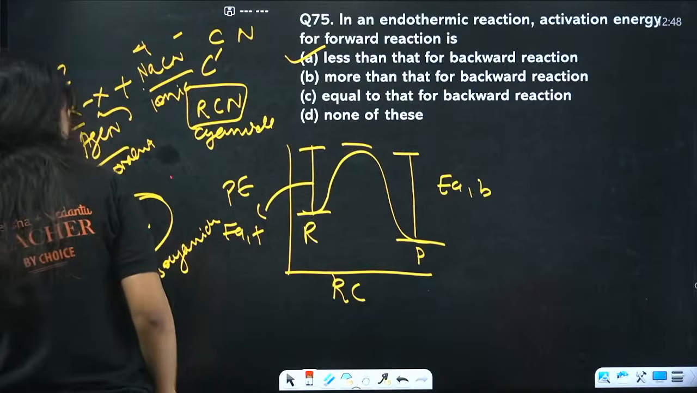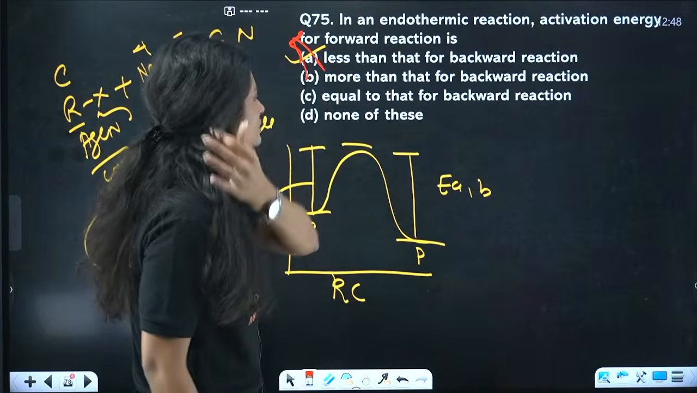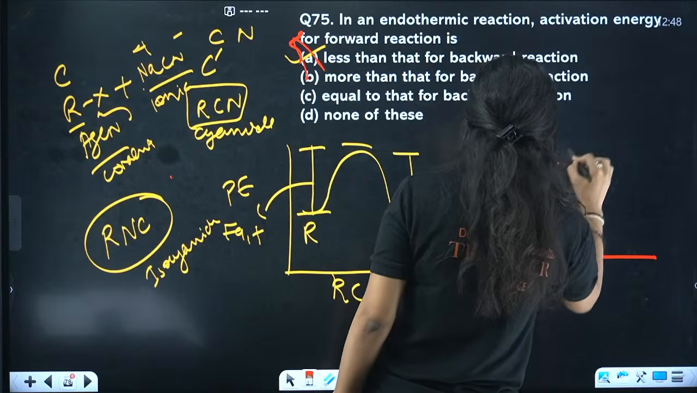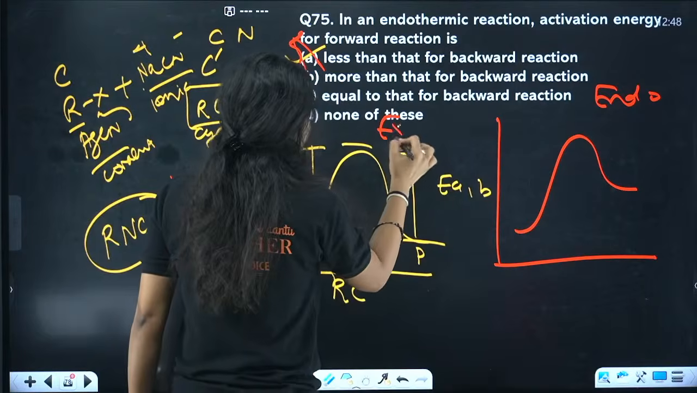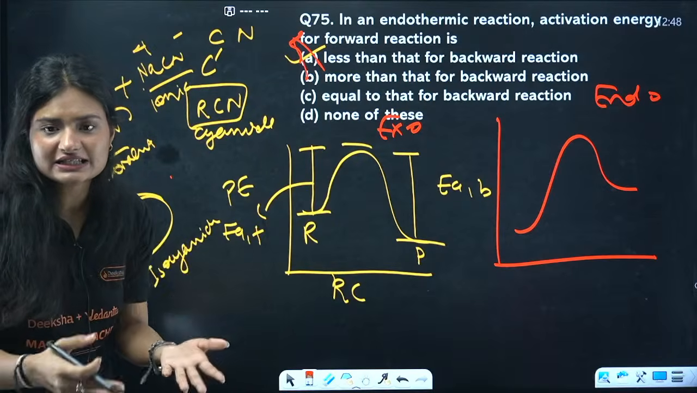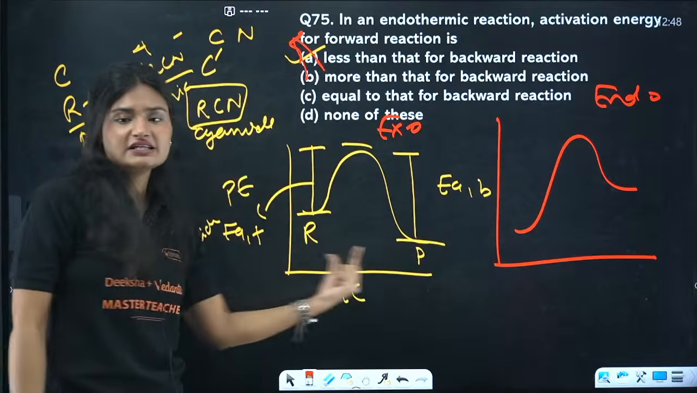Okay, in this question, endothermic and exothermic. Listen, these are the graphs for endothermic and exothermic reactions. This is for endothermic and this is for exothermic. So exothermic means the energy is getting released. The product will have lesser energy than your reactant.